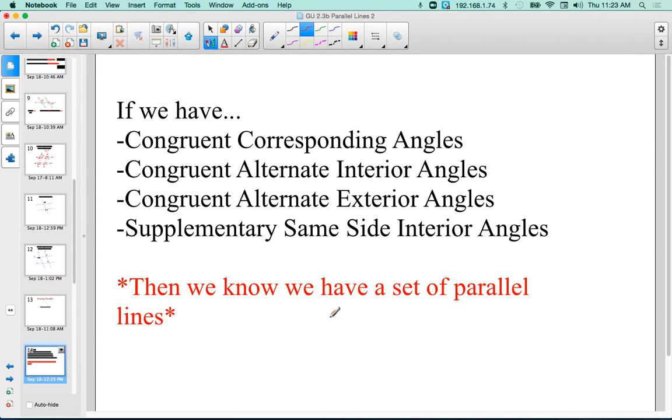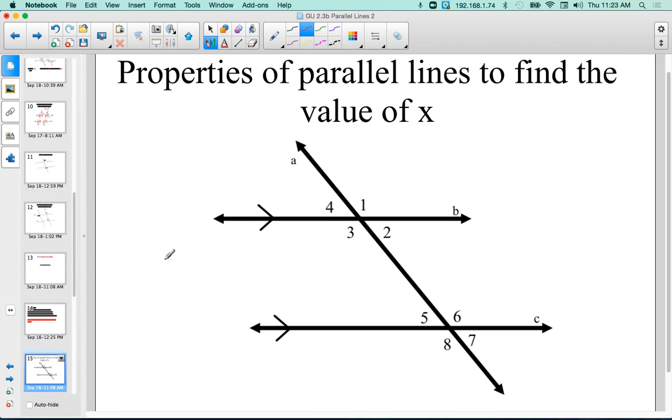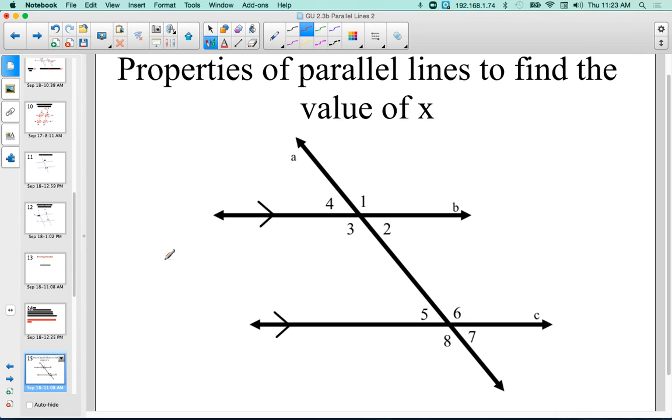Okay, so it's basically going backwards from what we did to start. We were given the fact that we had parallel lines to start, and because they were parallel, we knew the angles were congruent and supplementary. Going the other direction, if we can show that angles are congruent, then it proves the lines are parallel. Okay, so it's kind of going the other direction. All right. Now, the way we're going to do this a lot of times, by proving angles are congruent, is by solving for a value of x that makes it true.